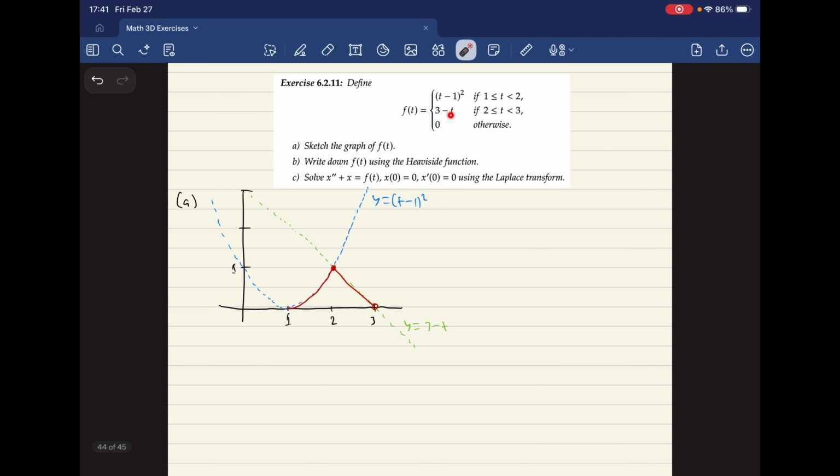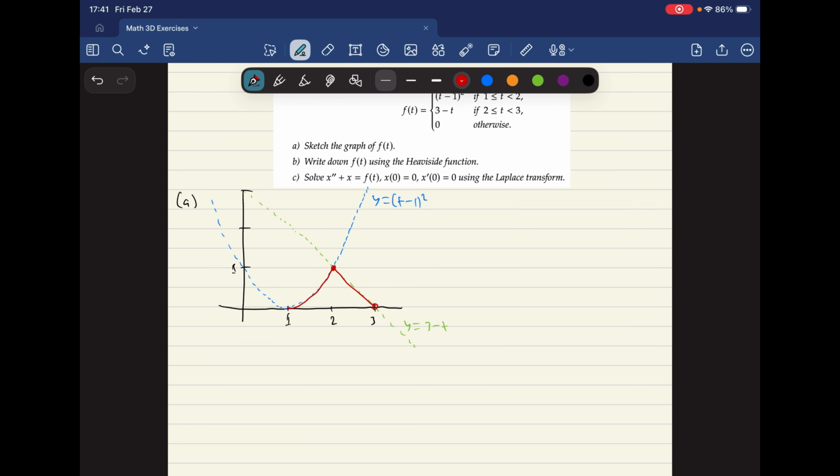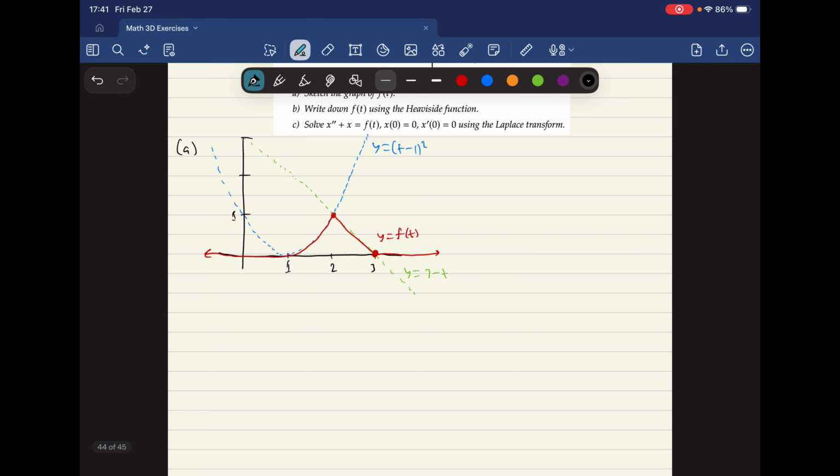Finally, this function is 0 otherwise. So anywhere outside of these two intervals, my function should be 0. To indicate that, we would just extend this function off to plus and minus infinity like this. And so the red curve altogether is the graph of y equals f of t. Okay, that's straightforward. What about part B?